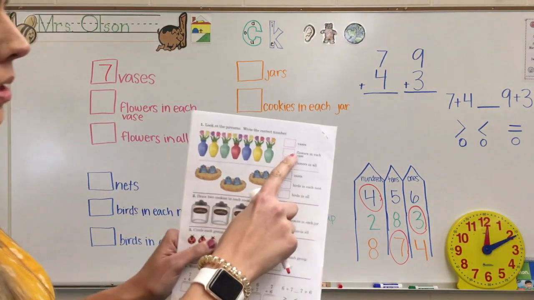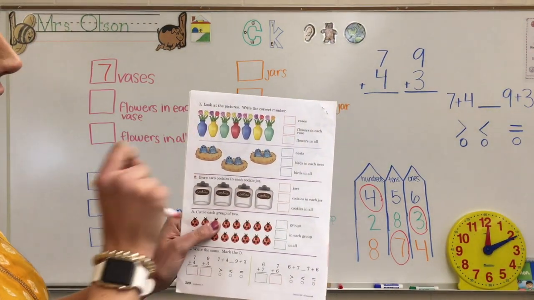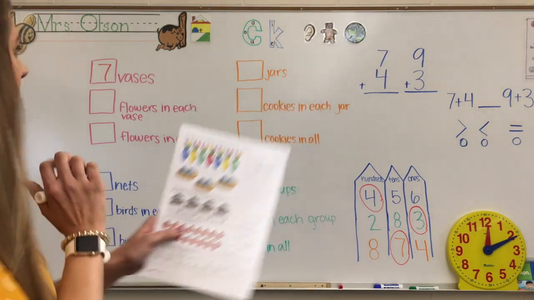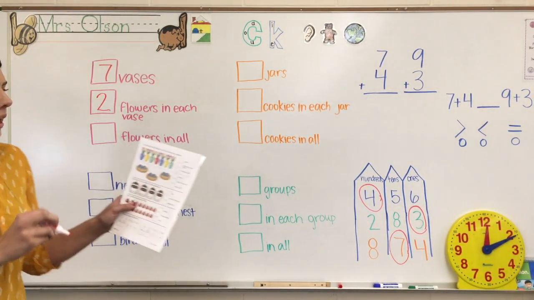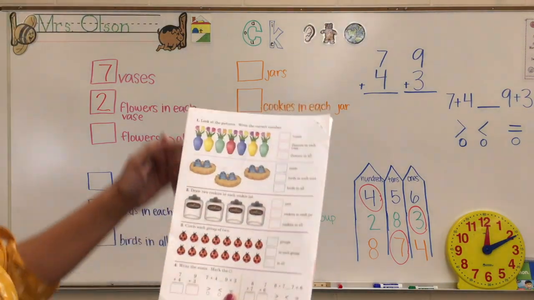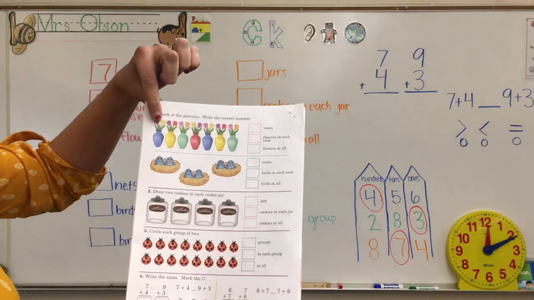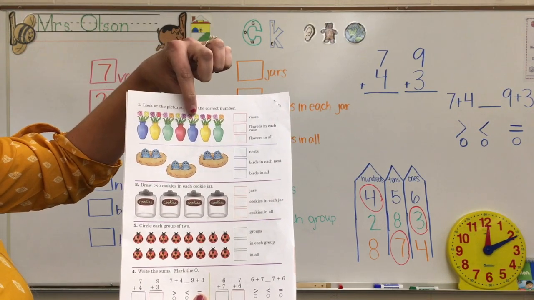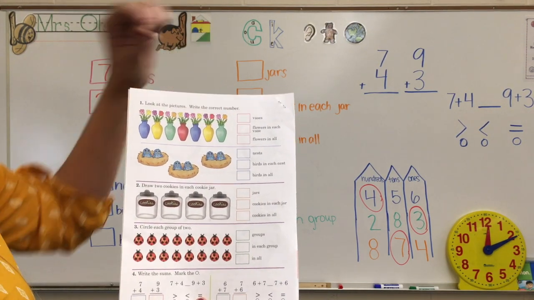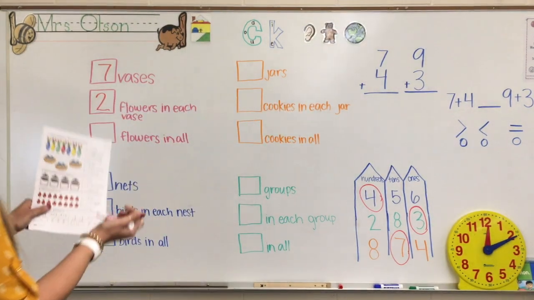And then flowers in each vase. You can see that there are 2 flowers in each vase. And we want to know how many flowers in all. So we have to count by 2s to figure that out. So if we have 2, 4, 6, 8, 10, 12, 14. So 14 flowers in all.